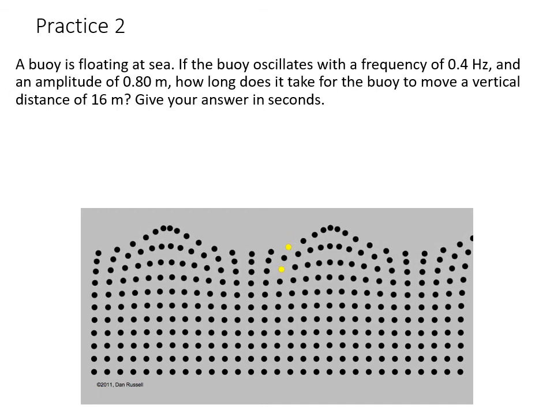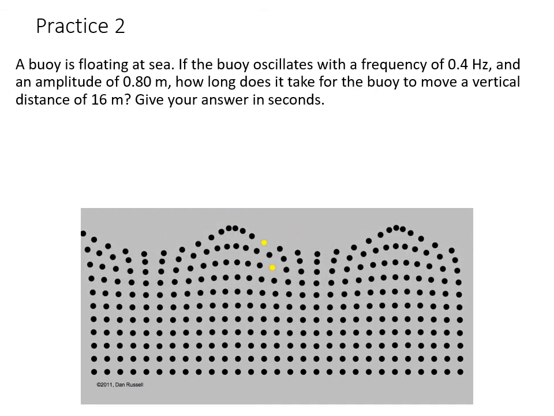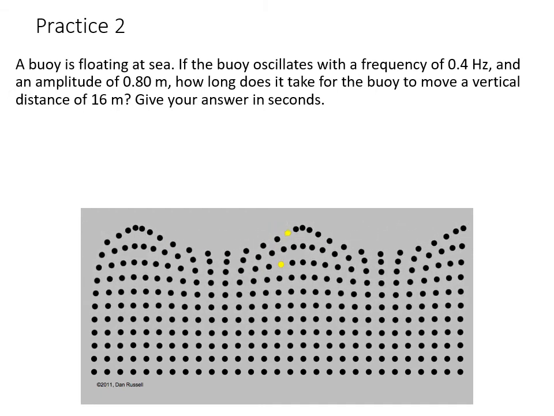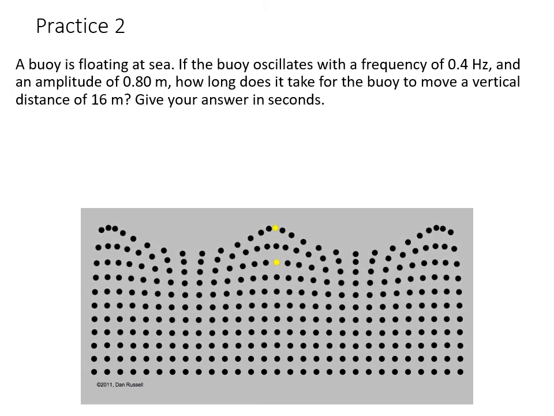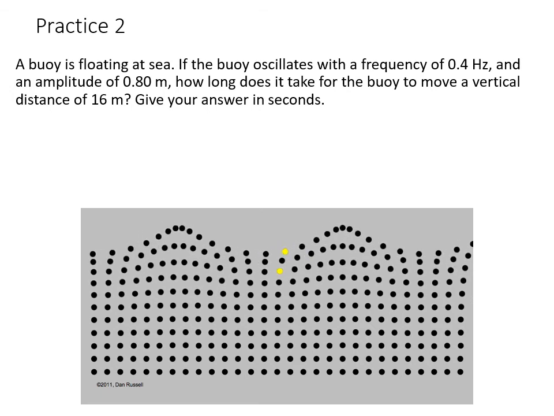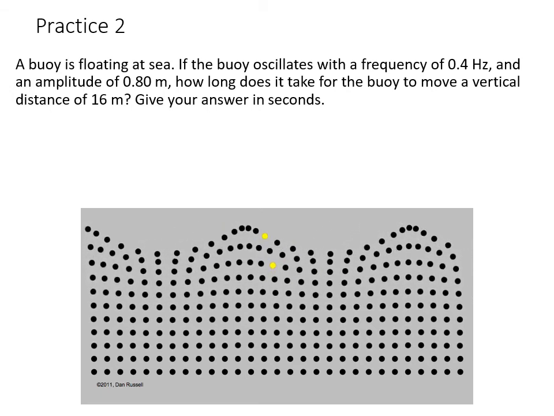A buoy is floating at sea. If the buoy oscillates with a frequency of 0.4 Hertz and an amplitude of 0.80 meters, how long does it take for the buoy to move a vertical distance of 16 meters? Give your answer in seconds.